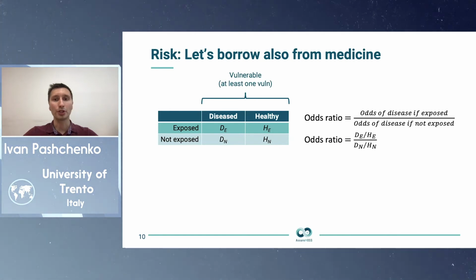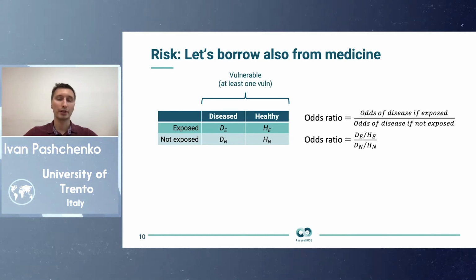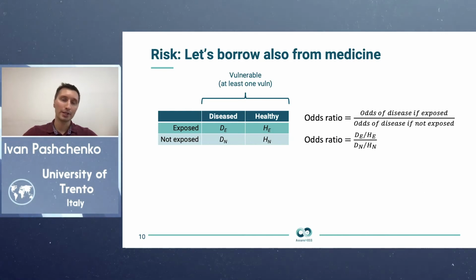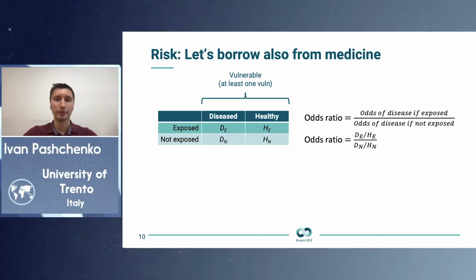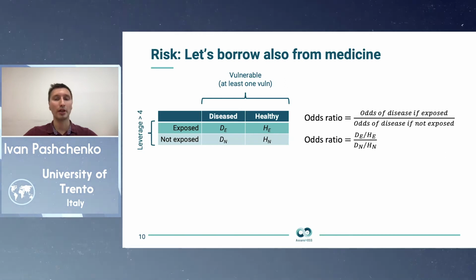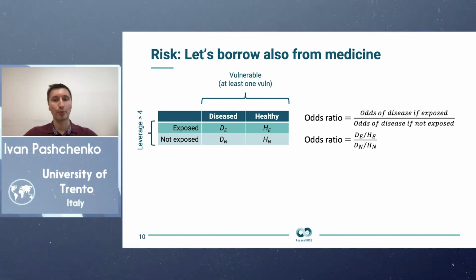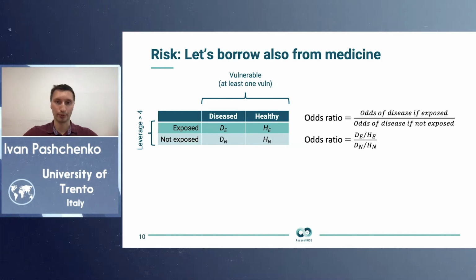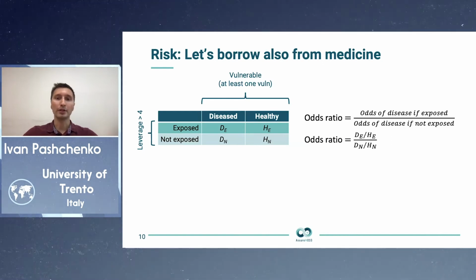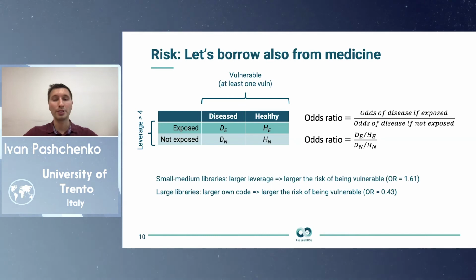We can count a project as affected by a disease if there is at least 1 vulnerability affecting this project, and otherwise the project is healthy. On the other hand, we can use a leverage threshold of 4 as a condition to count the project as exposed or not exposed. After calculating all the numbers, we receive the following picture.